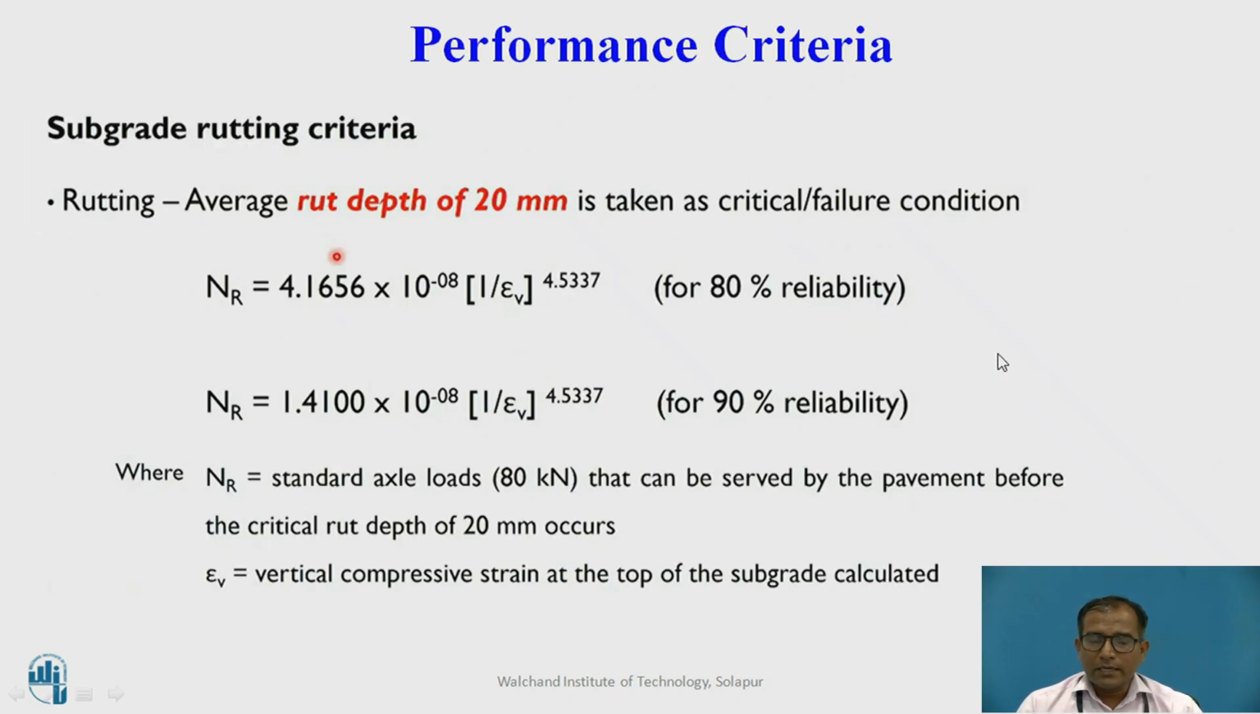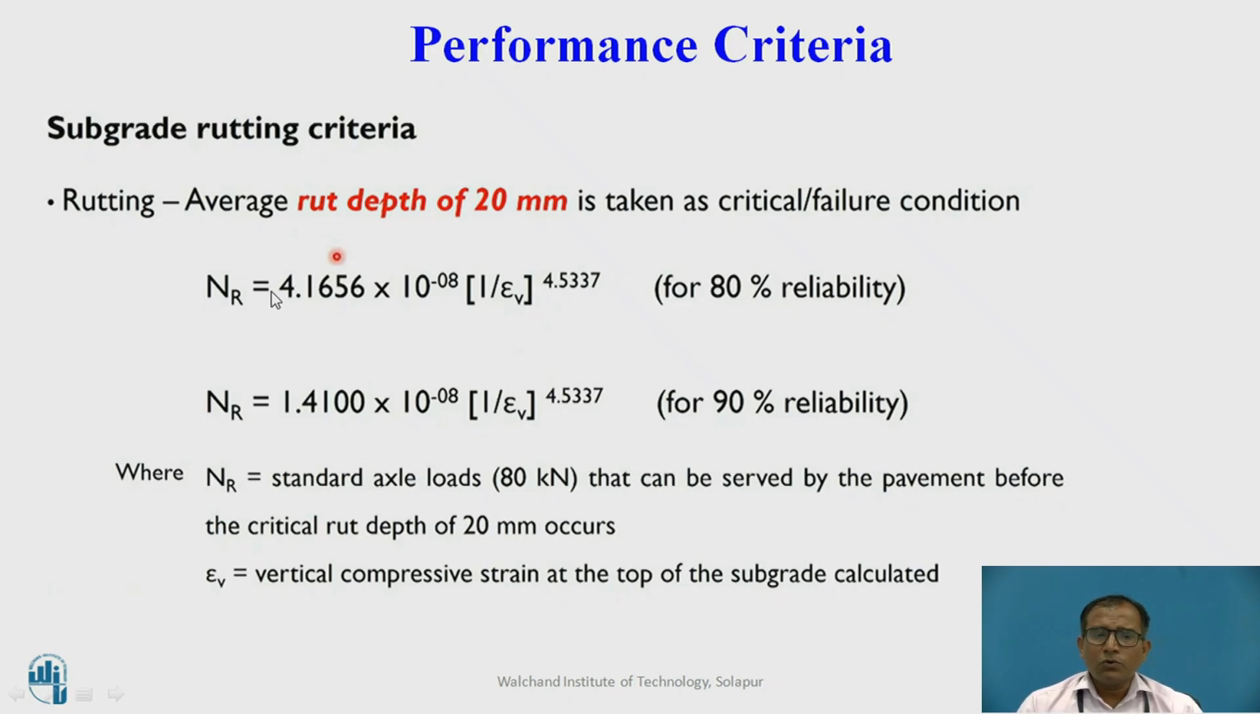Now, if you are going for the rutting criteria, because we are calculating the strains at the top of the subgrade and bottom of the bituminous layer, first we go for the rutting criteria. Maximum rut depth allowed is 20 mm. With that, we can calculate epsilon V, that is the vertical strain on top of the subgrade, with 80% reliability. We will also understand the meaning of reliability.